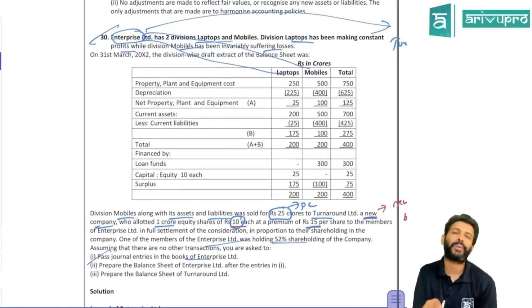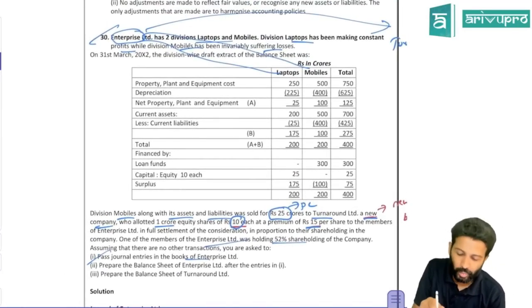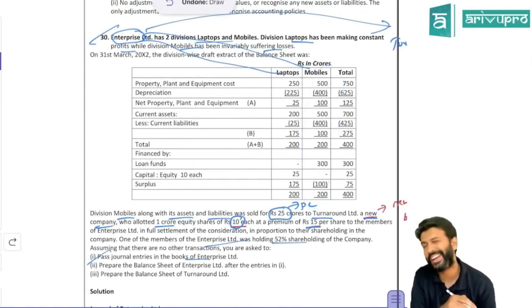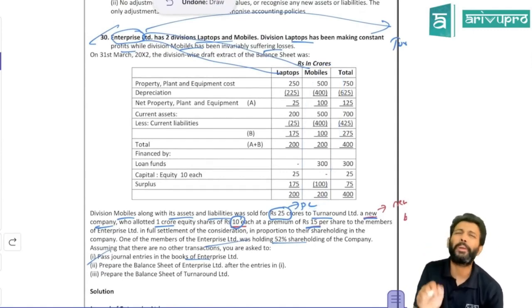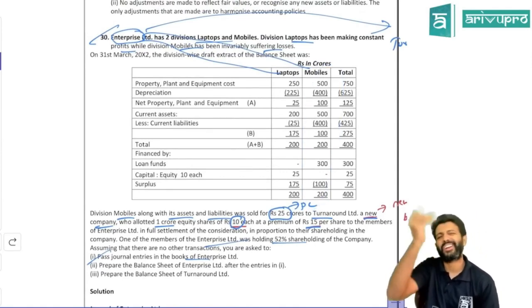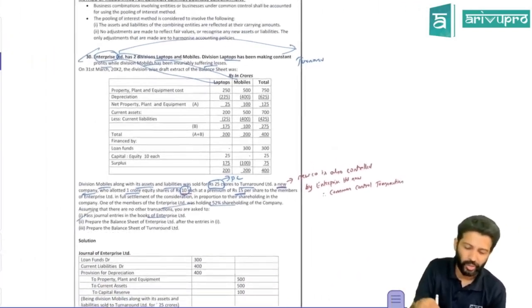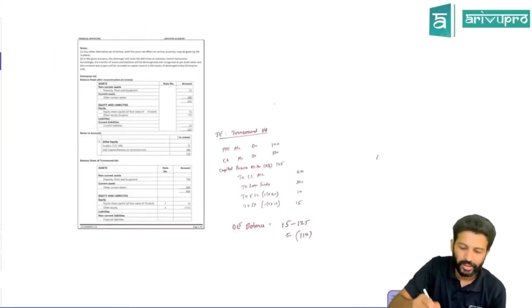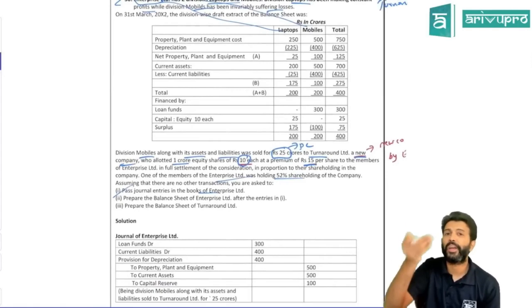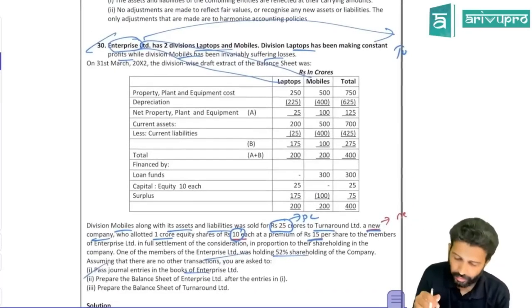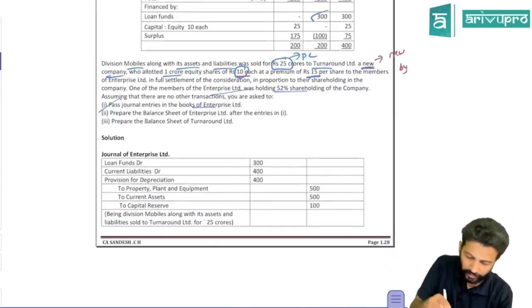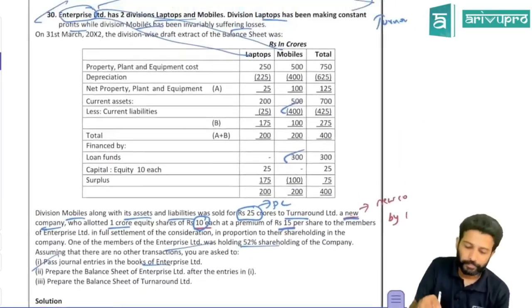in the books of Enterprise Limited. So what did Enterprise Limited do? They sold the entire mobile division, so you need to pass a journal entry. What journal entry? Assets and liabilities you need to derecognize. All the liabilities you need to debit, all the assets you need to credit. What are the liabilities of mobile? One is loan fund 300, another is current liability 400. Debit them.